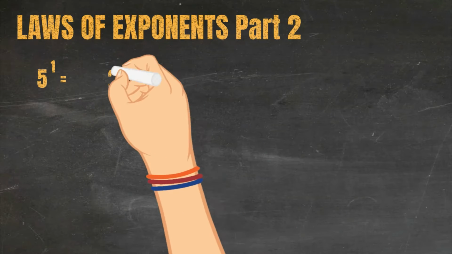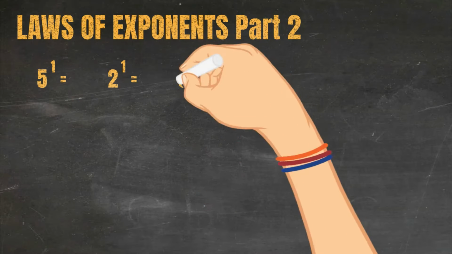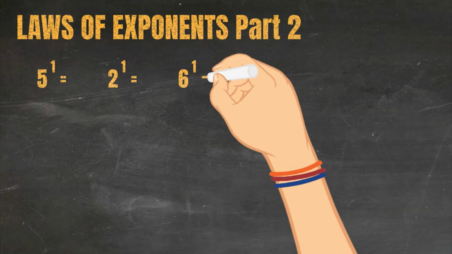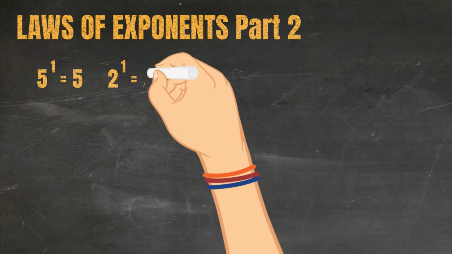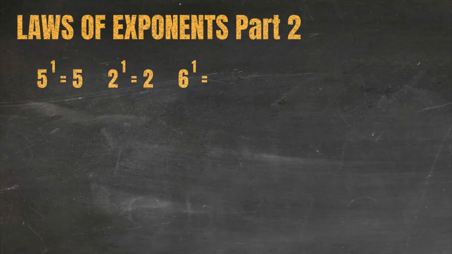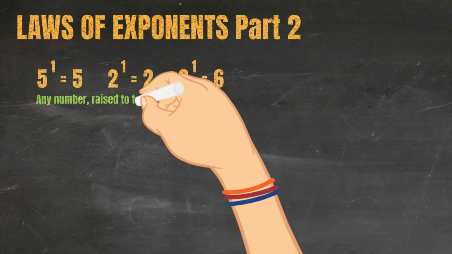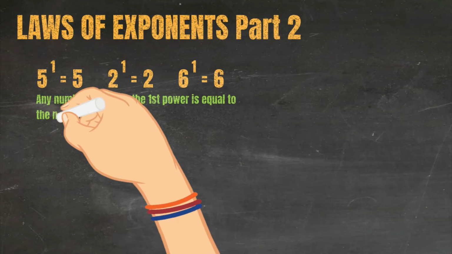Let us start the lesson with these examples. These examples are probably familiar as we have discussed similar examples in the introduction of exponents. Let's begin. 5 to the first power is equal to 5. Next. 2 to the first power is equal to 2. Next. 6 to the first power is equal to 6. This is actually another law of exponents. Any number raised to the first power is equal to the number.